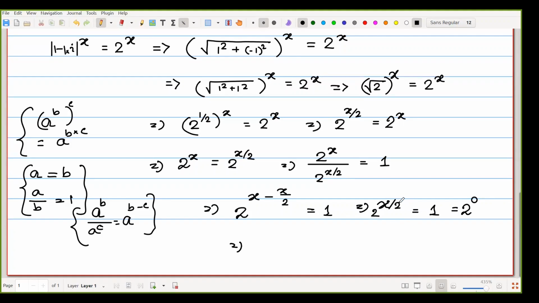So comparing the indices, the base is 2 on one side and the base is also 2 on the other side. So we can write x by 2 is equal to 0, or x is equal to 0 into 2, or simply 0. So we have x equal to 0. That is the required solution of x.